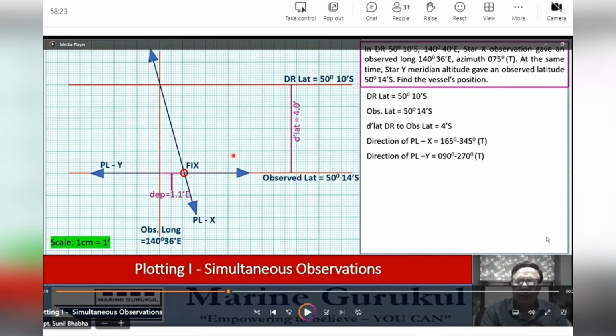Okay, sir. But the value will be different, right? Obviously, beta. If you want to go to the fix from 140.36, the departure will be something else. If you want to go to your fix from 140.40 east, the value has to be different. Yes, sir.